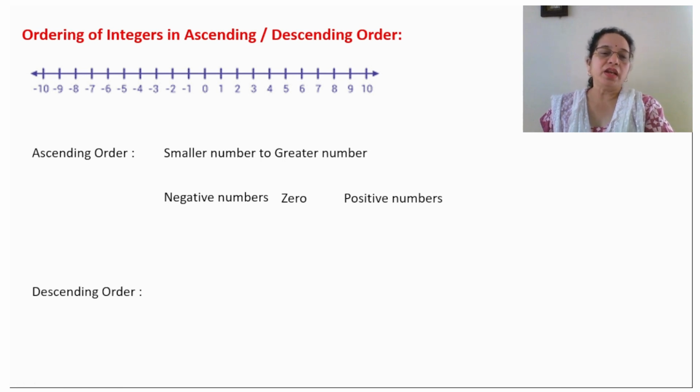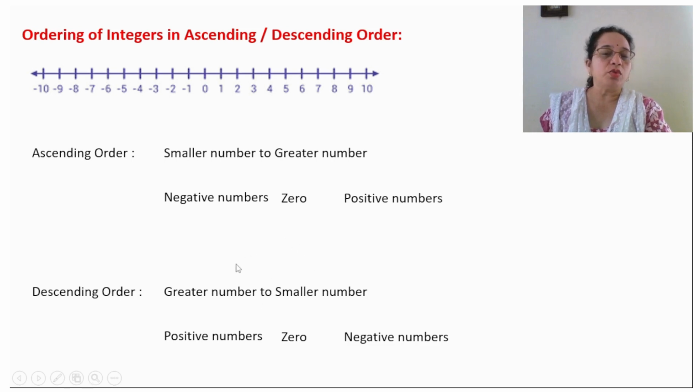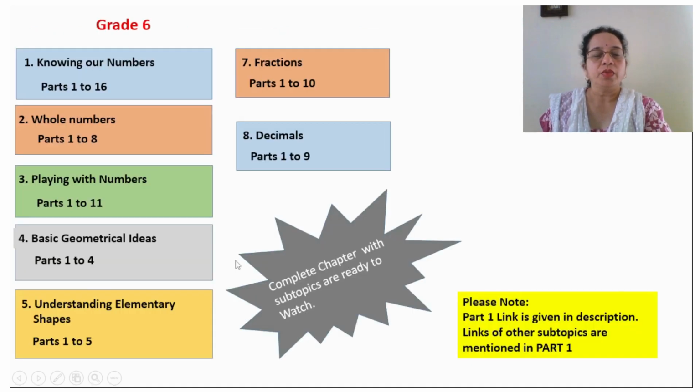Next one is descending order. Descending order means greater number to smaller number. So which numbers are greater now? These positive numbers will be greater, then 0 and then this negative number. So we will use this concept to arrange the integers in ascending or descending order.